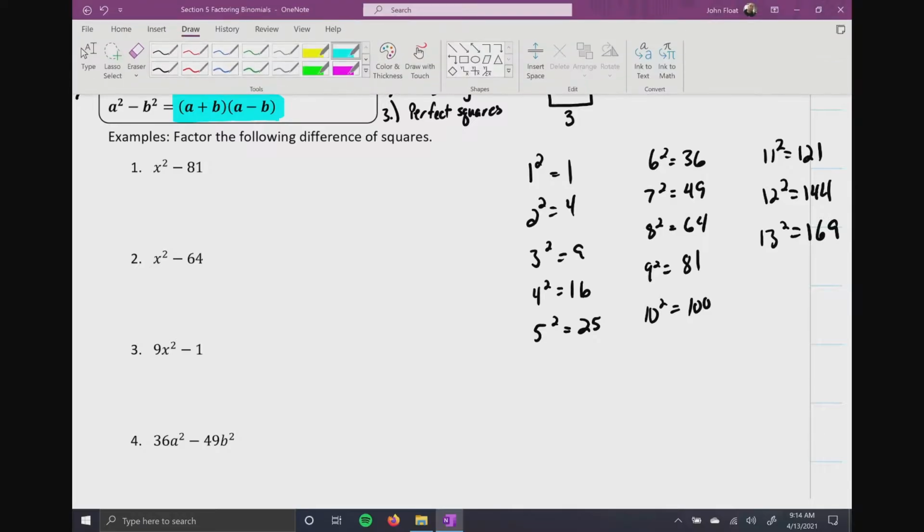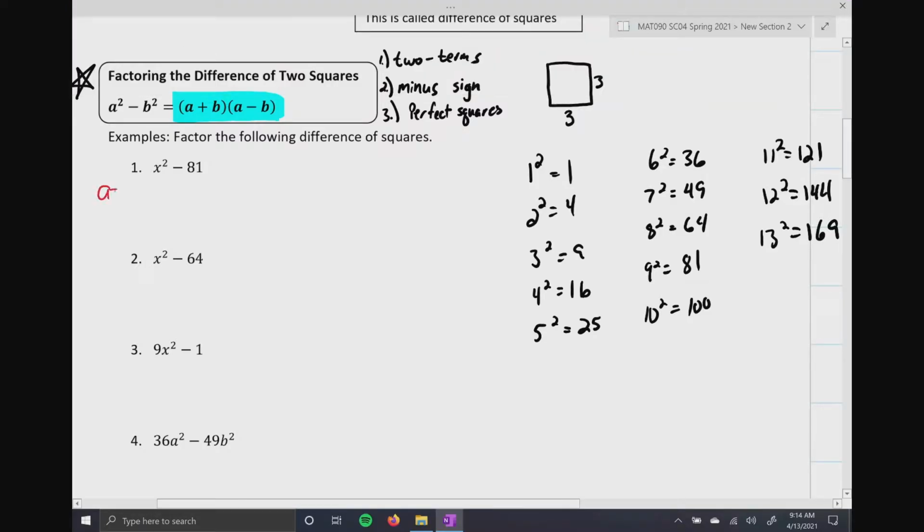So the hardest part here, I think, is labeling things. So I'm going to label the first couple, but then after that, I'm not going to label. So in this situation, in my formula, if I have a squared minus b squared, that factors down into a plus b times a minus b. So in my specific example, the letter a, I'm going to let equal x, and the letter b is going to be 9, because 9 squared equals 81. So this will factor down into x plus 9 and x minus 9.